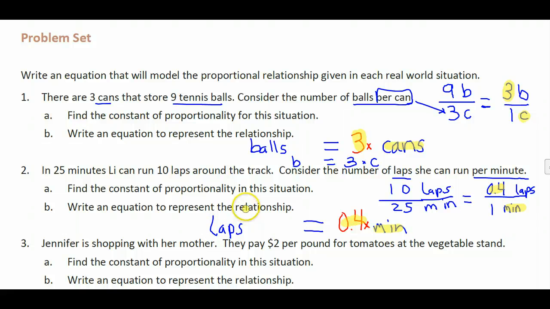It's kind of hard to remember, I think. Personally, I think it's easier to remember this idea of the relationship, like with the cans. Balls is 3 times more than cans. Balls is 3 times cans.